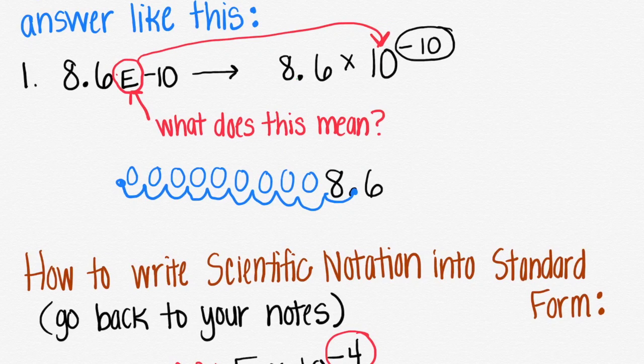I'm going to rewrite this and clean it up a little. The decimal here is no longer here, so we move it to the front. It's a very small number. There are 9 zeros in front: 1, 2, 3, 4, 5, 6, 7, 8, 9, and then 8, 6. Okay, so that is how you write 8.6 times 10 to the negative 10 in standard form.